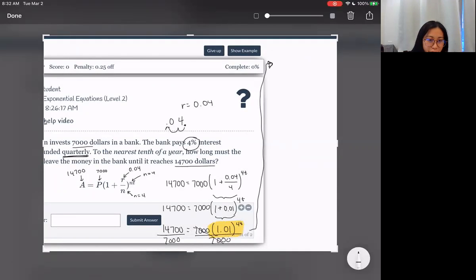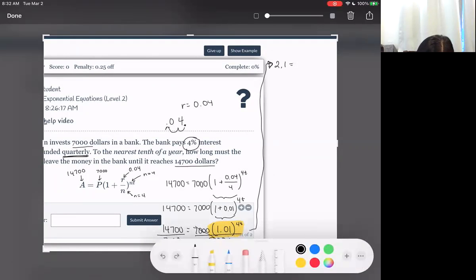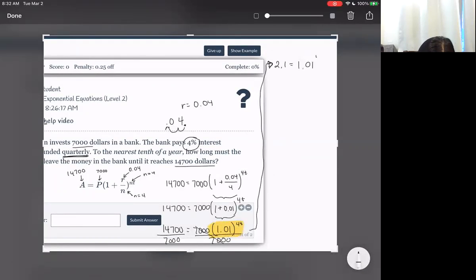So when I divided 14,700 by 7,000, I got 2.1. And then on the right side, I got, that's not the right number. On the right side, I got 1.01 to the power of 4t. Okay, before going on here, are there any questions? Okay, so at this point, we have now gotten our exponential by itself. It's kind of like the last category.